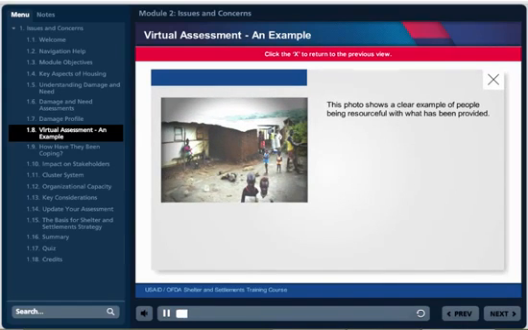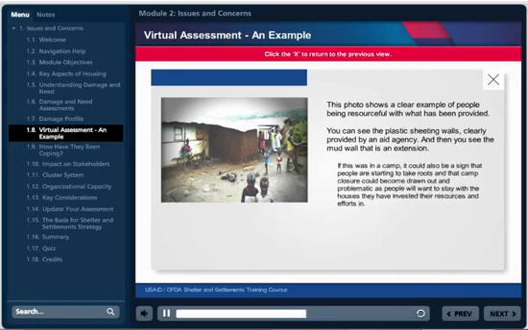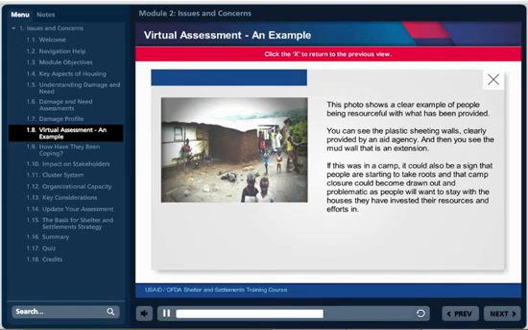This photo shows a clear example of people being resourceful with what has been provided. You can see the plastic sheeting walls, clearly provided by an aid agency. And then you see the mud wall that is an extension. If this was in a camp, it could also be a sign that people are starting to take roots and that camp closure could become drawn out and problematic, as people will want to stay with the houses they have invested their resources and efforts in.